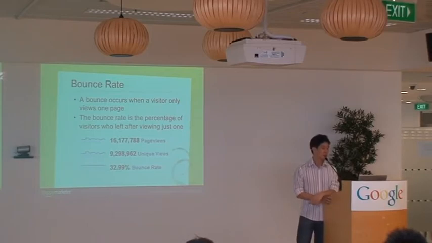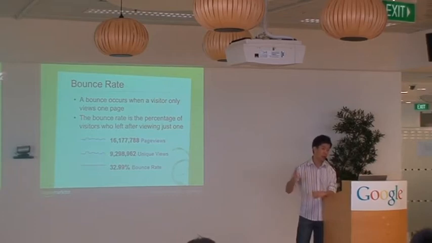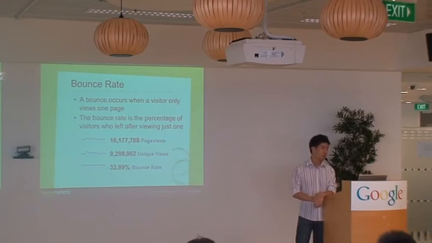But in our experience, if you have around 50-60% bounces, that means there's something wrong with your website. So in this case, the majority of people, 2 out of 3 people, stay on the site and they look around for the content. So that means this website is doing something right. So in my opinion, this is okay. Page views.